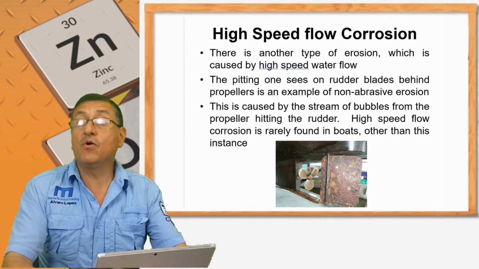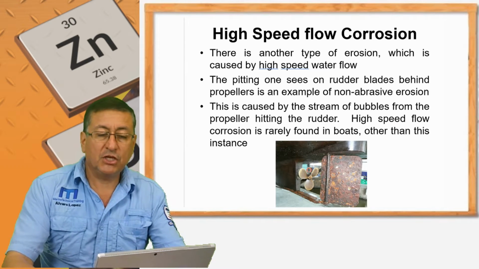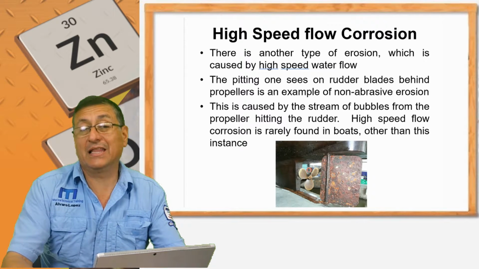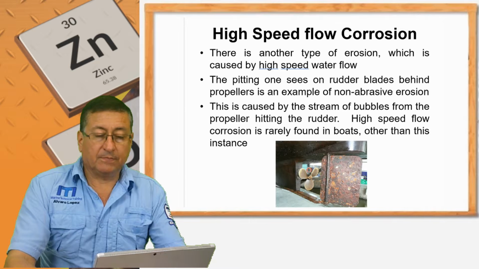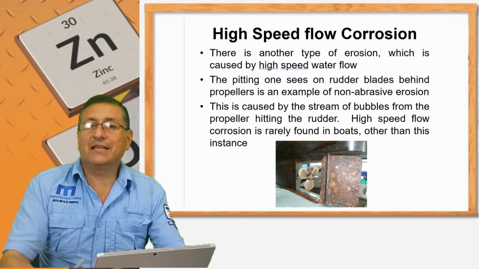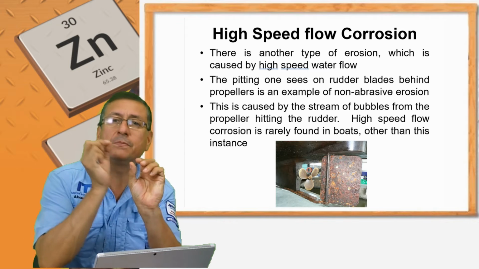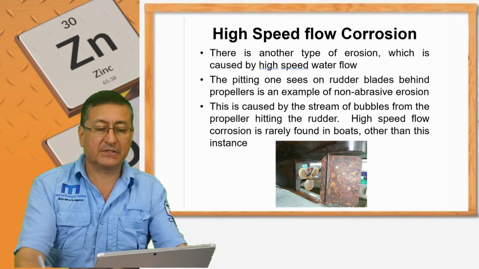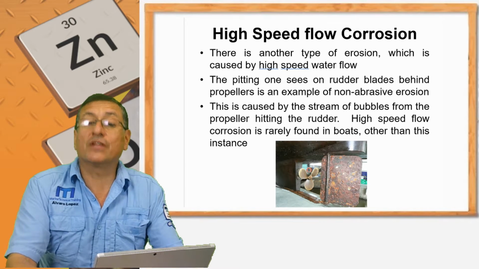High speed flow corrosion. What is the meaning of that? It's another type of corrosion, produced by the high speed of the flow. And at the end is pitting corrosion. You remember pitting is like small drills that perforate the surface, and it's very common in the rudders.